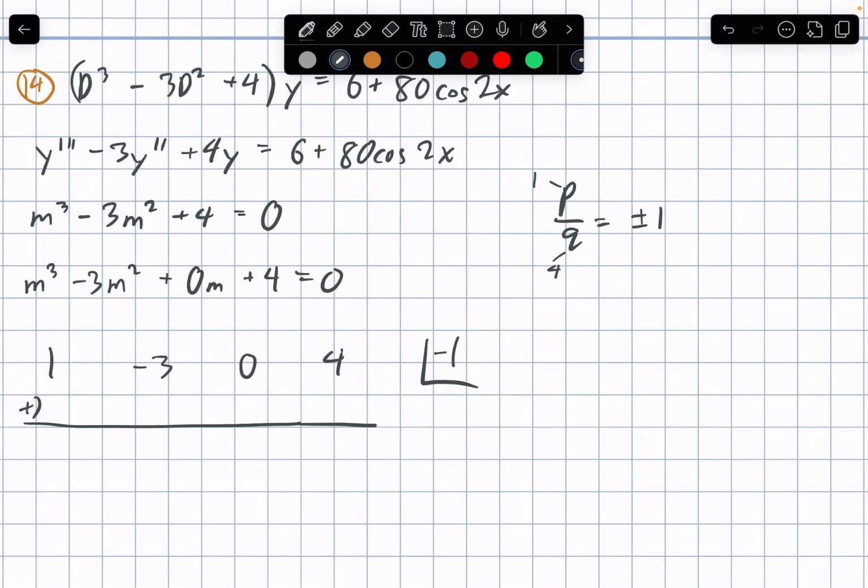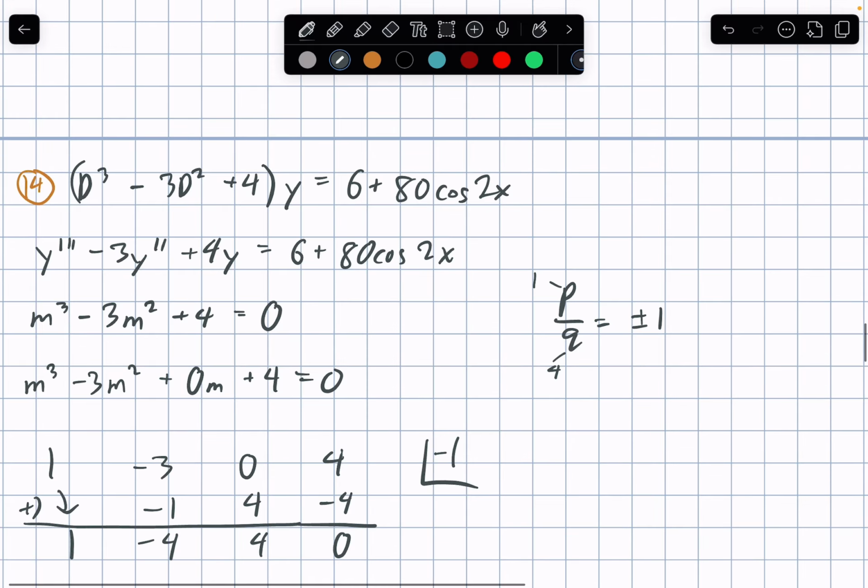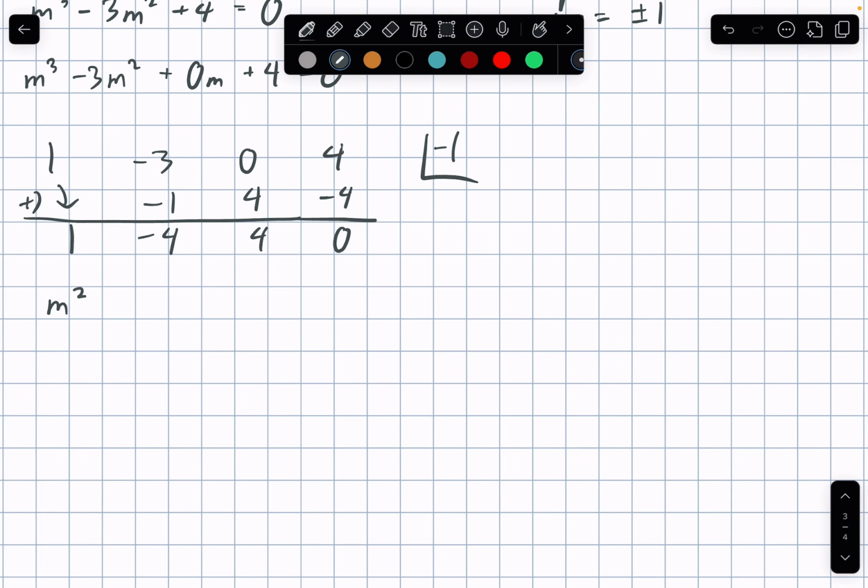Let's repeat. Bring down 1. 1 times negative 1, negative 1. Add them. Negative 3, negative 1, negative 4. Negative 4 times negative 1 is positive 4. Add 4 plus 0 is 4. 4 times negative 1 is negative 4. 4 plus negative 4 is basically 4 minus 4, which is 0. Okay? From there, these are the coefficients of your terms. Initially, we have d raised to 3, no? So now, our highest power is just going to be 2. You just deduct by 1.